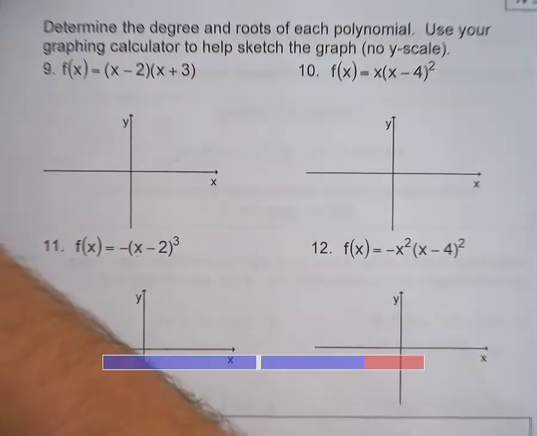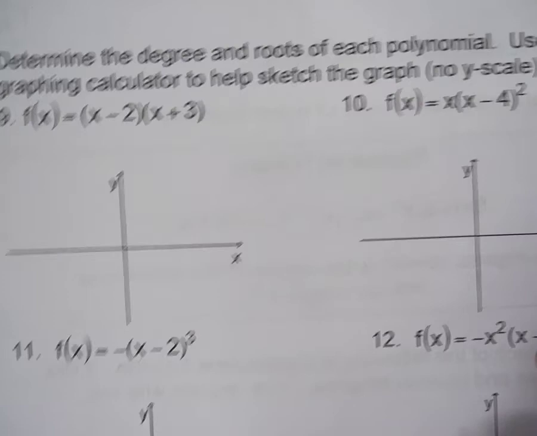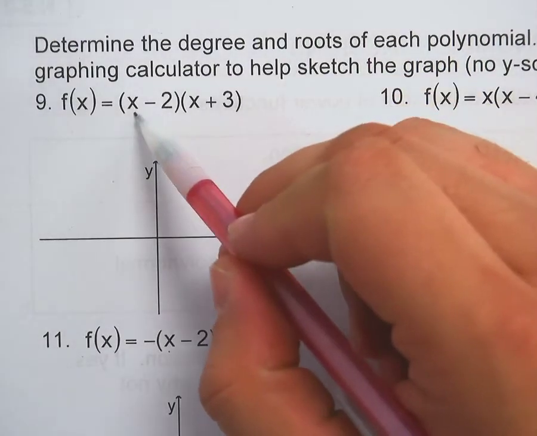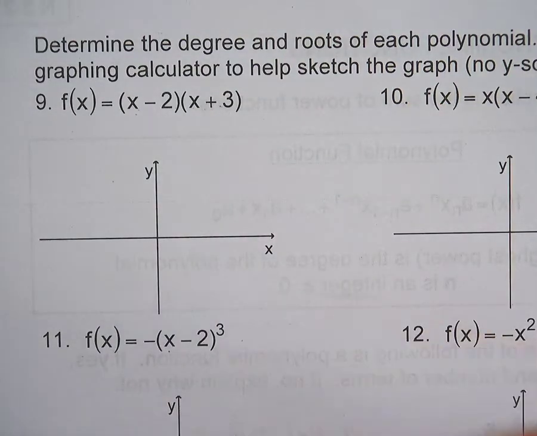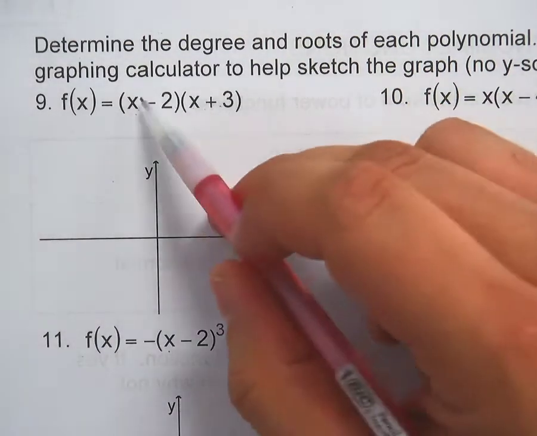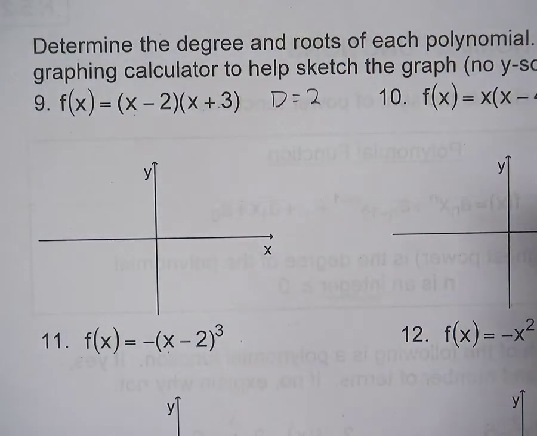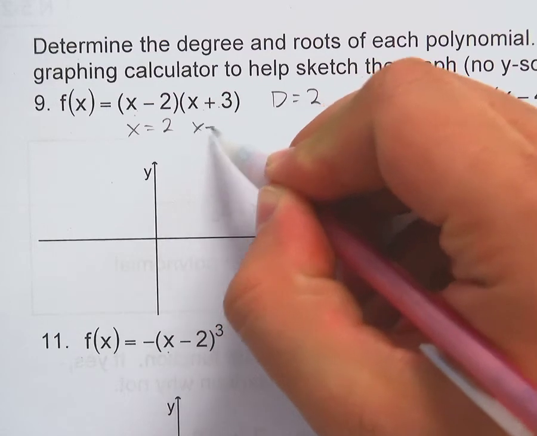So number 9, it says determine the degree and roots of each polynomial and use your graphing calculator to help you sketch a graph. Okay, so we're going to introduce a couple of vocabulary words here for you. First off, this is x minus 2 and x plus 3. It's already factored for us. If you were to FOIL this thing out, you would end up with a degree of 2. So that's going to be like a parabola, right? And you have roots at x equals 2 and x equals negative 3.